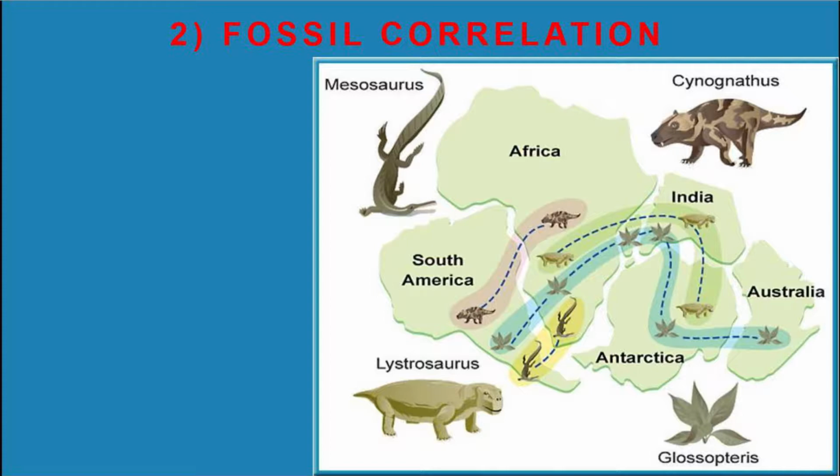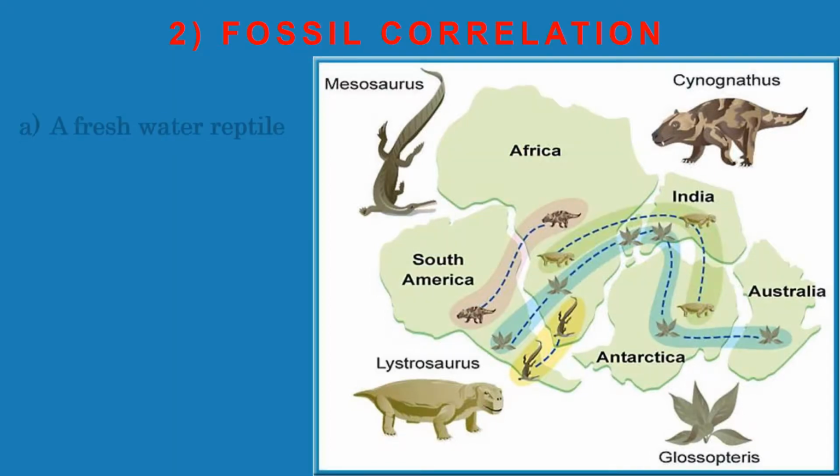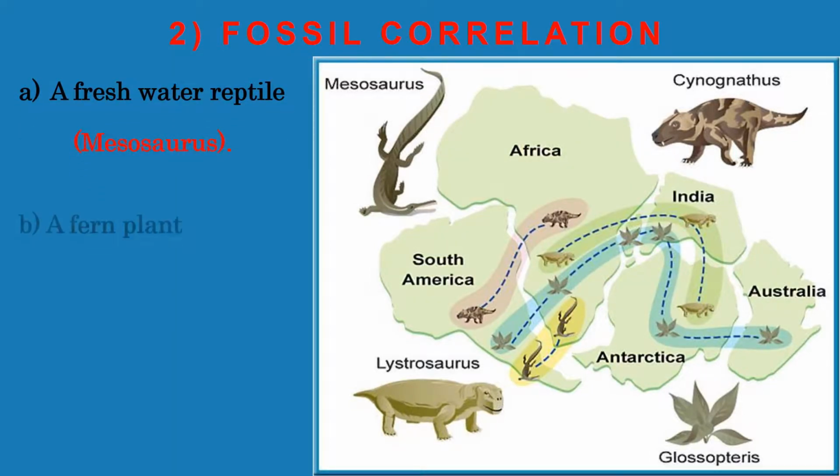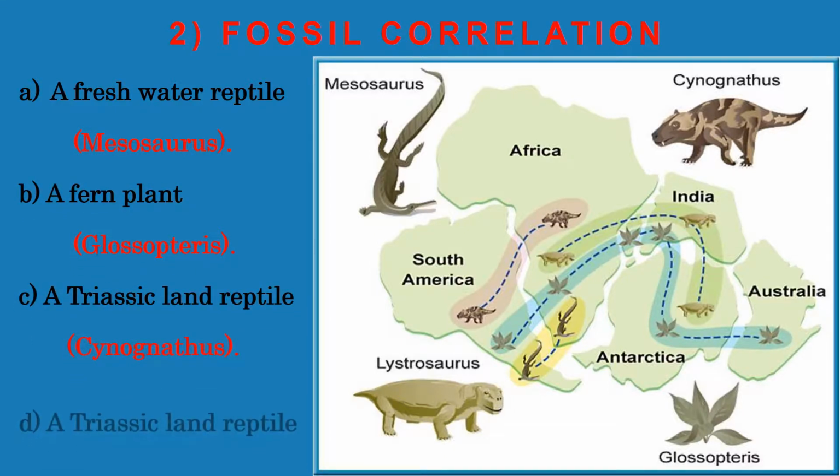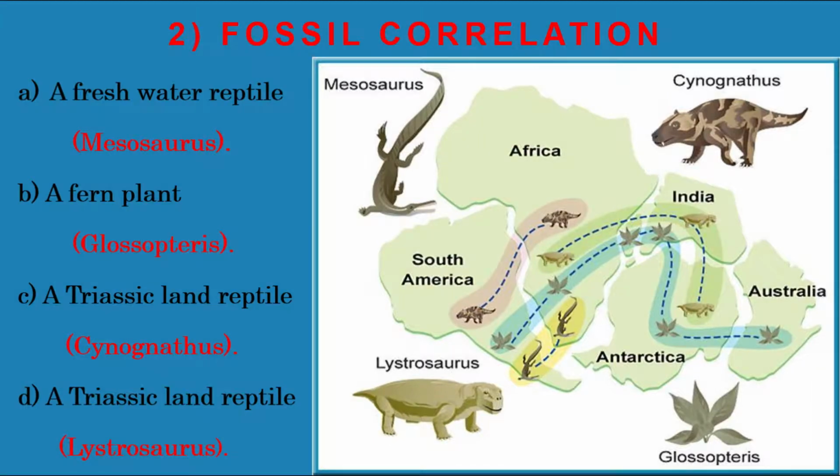The same type of plant and animal fossils are found on continents that are now widely separated. These organisms would not have been able to travel across the oceans, as you can see in the map. First, a freshwater reptile, Mesosaurus. Second, a fern plant, Glossopteris. Third, a Triassic land reptile, Cynognathus. Fourth, a Triassic land reptile, Lystrosaurus.